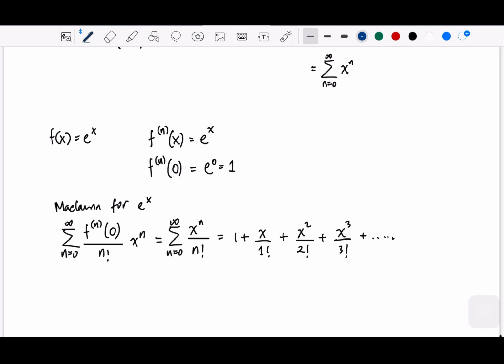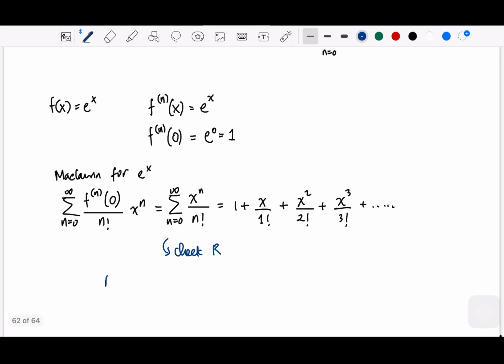So if we want to check R, the radius of convergence, then we can take the ratio test, and let a n be x with power of n over n factorial. And then we take the limit of a n plus 1 divided by a n, so this will be x to the n plus 1.